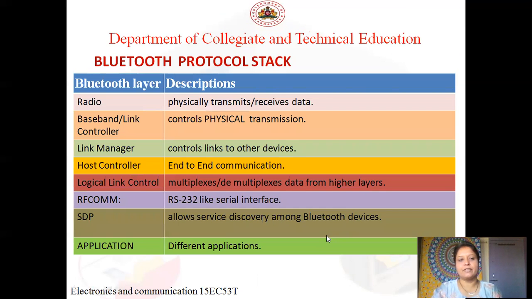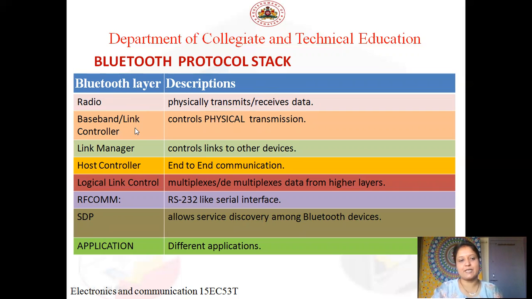Now, here is the description of those particular layers. If you consider the radio layer, it physically transmits or receives the data. It has the same function as the physical layer in the OSI model. Therefore, the main job of the radio layer is to physically transmit and receive the signals or the data. That is the main function.